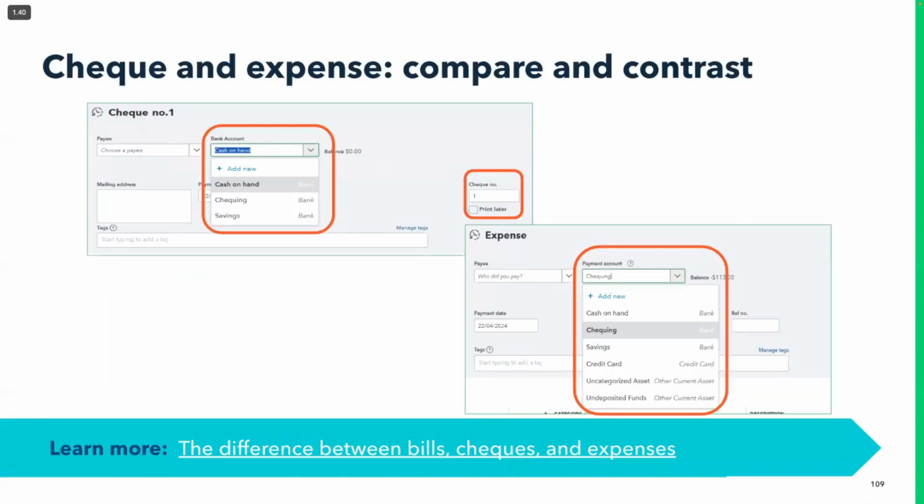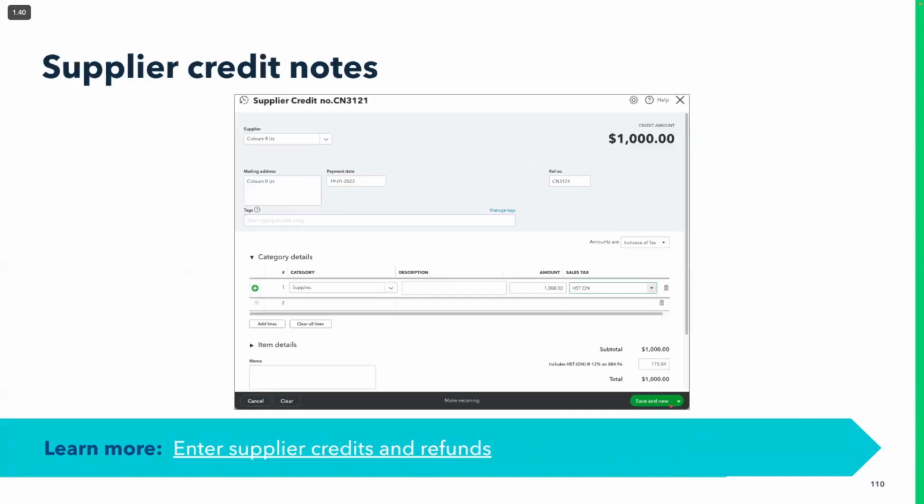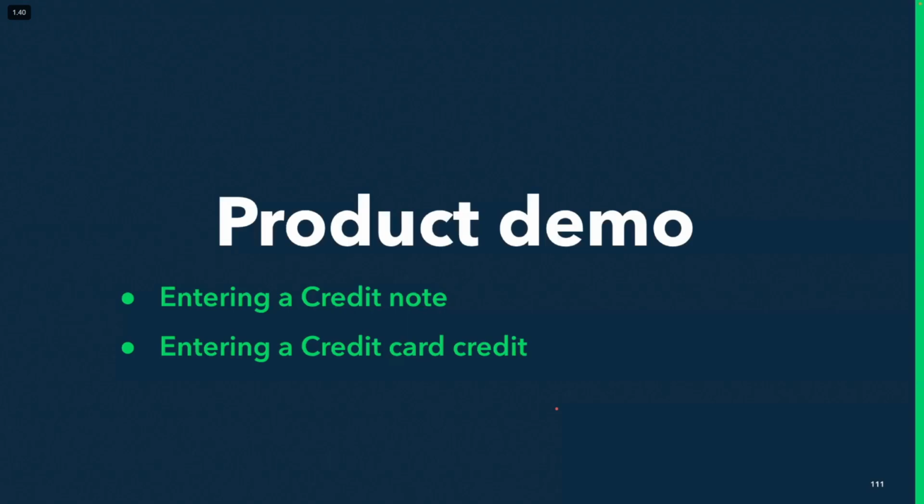Head back here. So there's a compare and contrast. When we're issuing a check, only account types that have bank are available to us, but when we are issuing an expense, we have a multitude of account types available to us. Supplier credit notes operate the same as entering a bill, entering the same as a supplier credit or a customer credit. Go in, choose your supplier credit, fill in the information. Be sure to put in a unique identifier, the date, what the tax implication is. Go ahead and save and new.